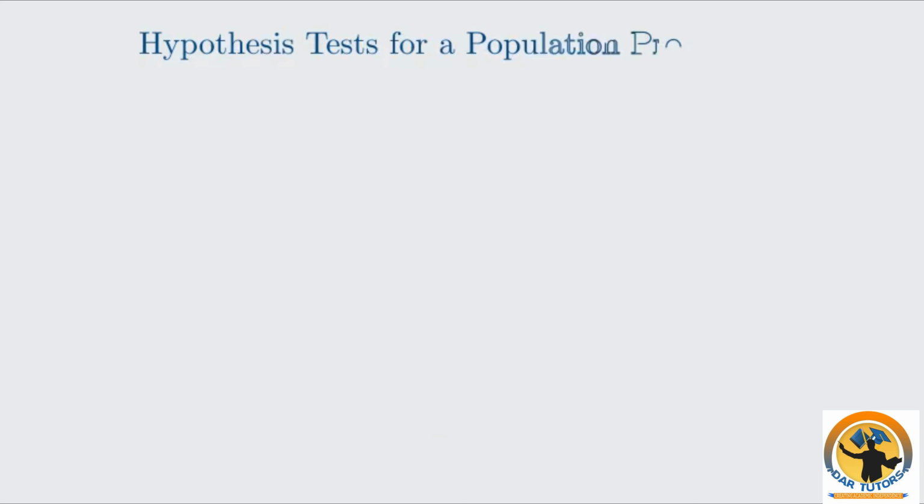We begin with hypothesis tests for a population proportion. Our goal is to determine if the true proportion p of a population having a certain property is equal to a specific value p0. Imagine you're trying to find the proportion of left-handed people in a country, or the proportion of biased coins. This is the type of question we're addressing.